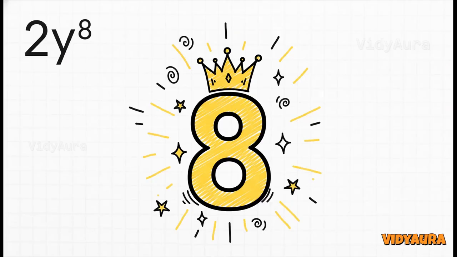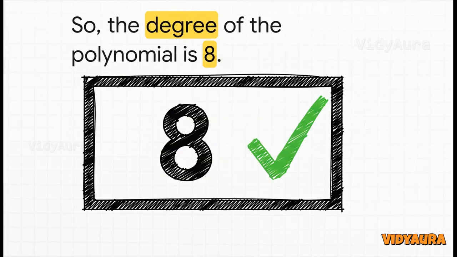So the term with the highest power is 2y to the 8th. And the exponent on the variable in this term is 8. That's the number we've been looking for. And there we have it, our final answer. The degree of this polynomial is 8. See? It's just about finding that one biggest exponent. Not so tough, right? Well done!